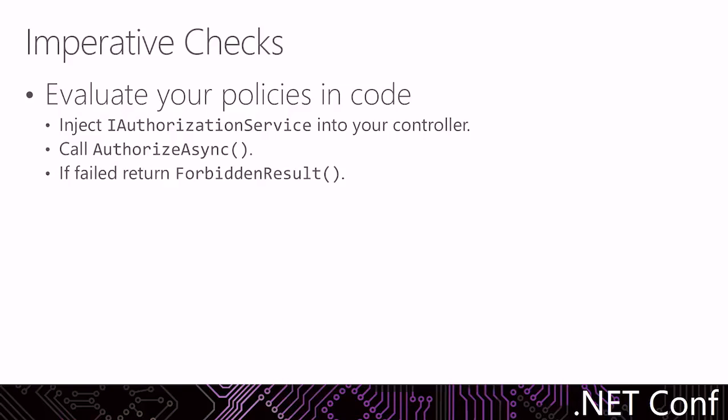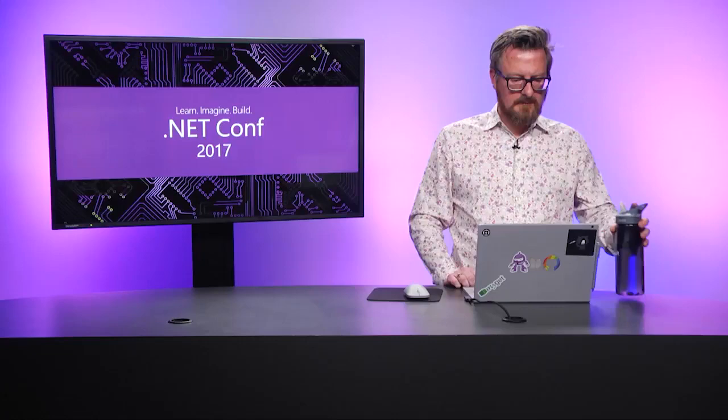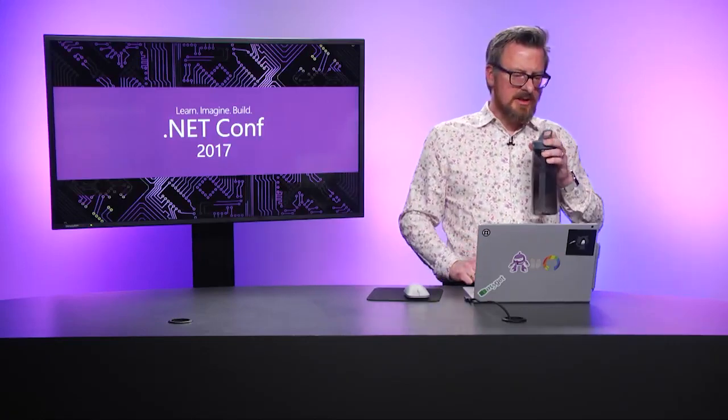Then the imperative checks, we're evaluating policies in code. You don't have to do it as a resource, but you could just call the authorization service manually. You just inject authorization service into your controller or any other class that supports DI. Then you call authorize async, and if it fails, return forbidden result, and the forbidden flow will kick in. You can also use this to adjust UI.